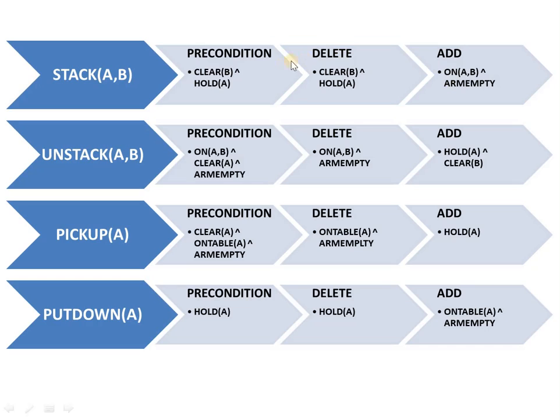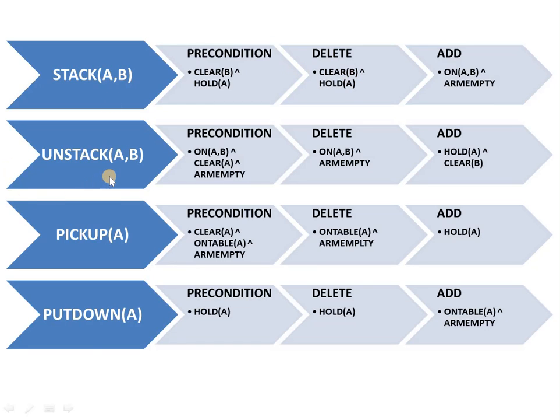And now check. After this happens, what all predicates or states in the precondition will go wrong? When A is placed on B, then top of B will not be clear and this becomes false, and we move it to the delete. When the arm is empty, hold A has no relevance. Then this particular predicate also goes to delete.